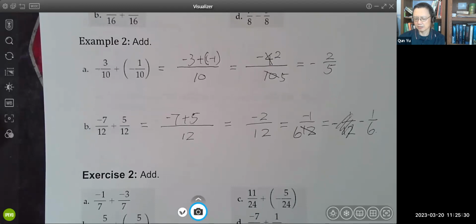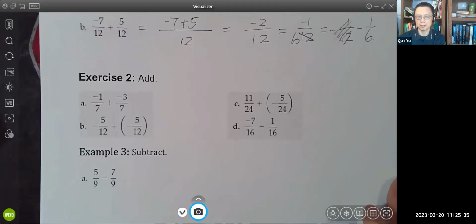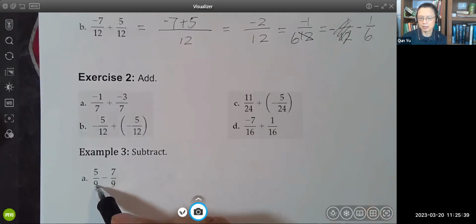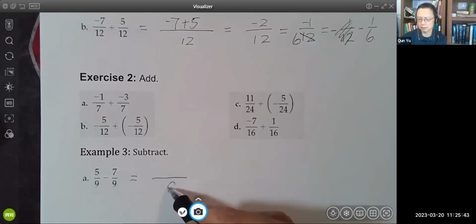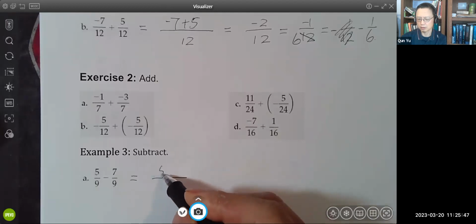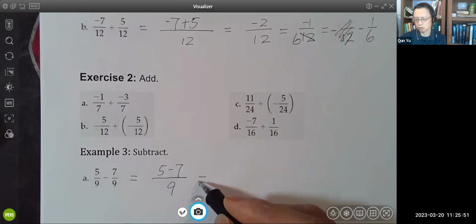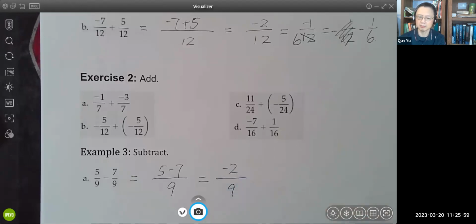Okay, now let's move on to the next example. We're going to do some subtractions. Notice that we still have the same denominator. So the result will have the same denominator. We just do subtraction using numerators. So 5 minus 7 is -2. And over 9. So -2/9 is the final answer. This is already the simplest form.